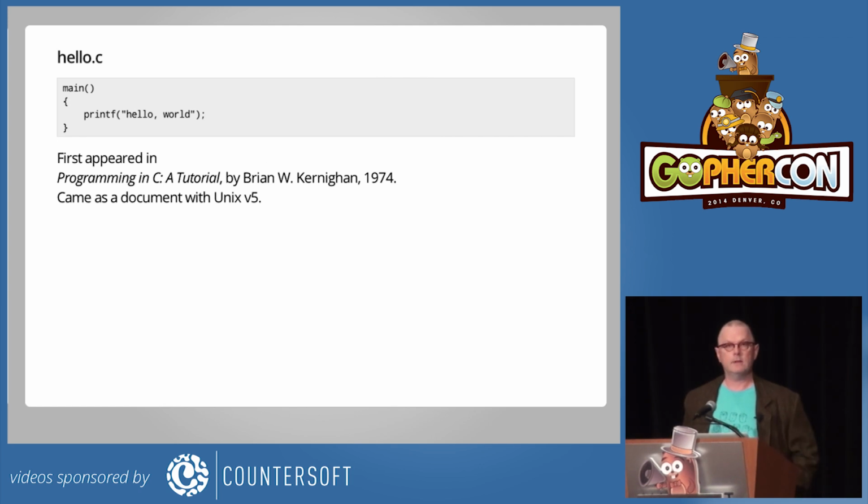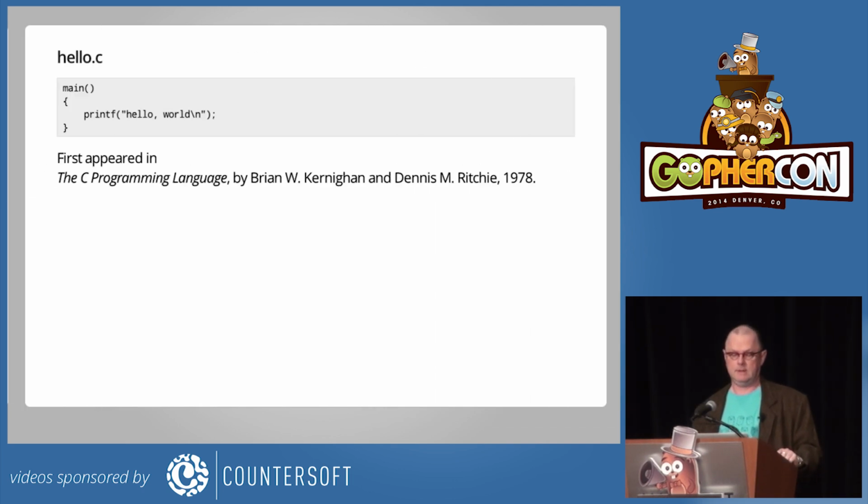Here's the 1974 Hello World. This is the first Hello World I ever saw. This was in the Programming in C tutorial, again by Brian, written in 1974, and came as part of the Unix v5 distribution. And you can recognize that this is a C program now. It starts to look a lot like what I think even those of you who don't know C would recognize as a C program. There's printf, there's quoted strings, there's braces, there's main. Huge leap forward in 1978, C had a book. And there was a big change between the Hello World there and the Hello World there, which is it got a new line character.